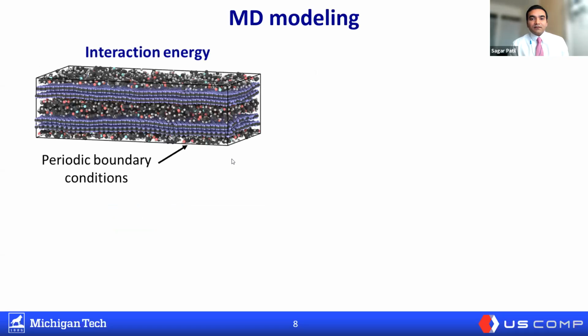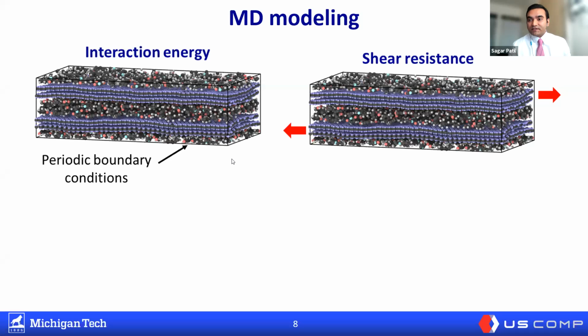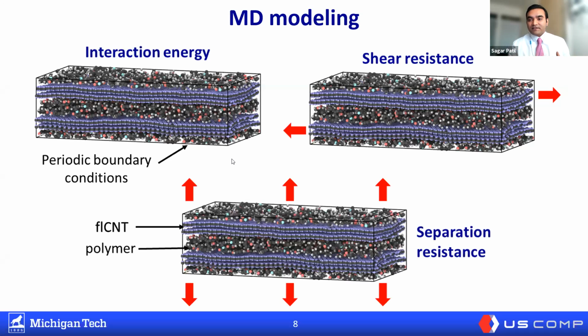So these are the MD simulation setups. First we have the interaction energy, in which the purple layers are the flattened CNT layers, and then we have polymer in between. Then in the second simulation, which is a shear resistance, we pull 1 flattened CNT layer in the axial direction as shown by the arrows relative to the polymer surface. And then finally, we have the separation resistance, where we pull the flattened CNTs, or the entire simulation box, in the transverse direction as denoted by the arrows.